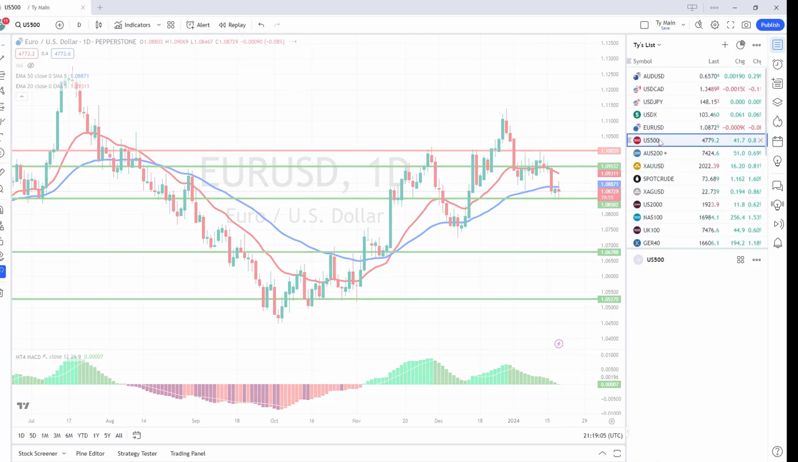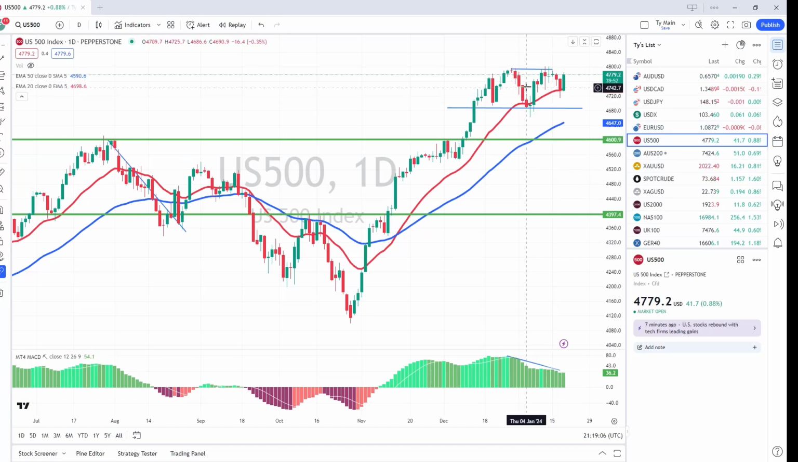Over to the S&P 500. Look, this one came back, tested the 50 moving average. It is trying to hold up above there. It's done a pretty good job so far.